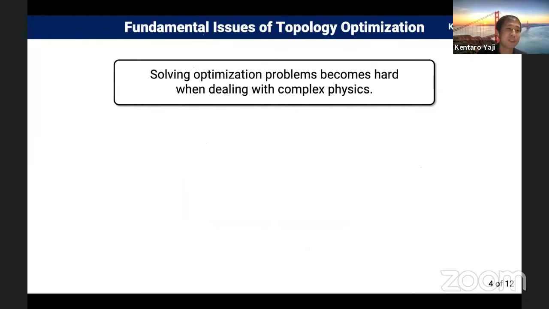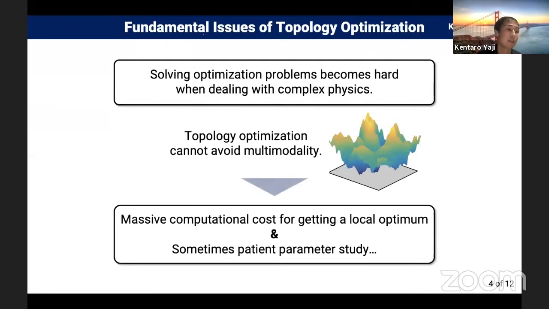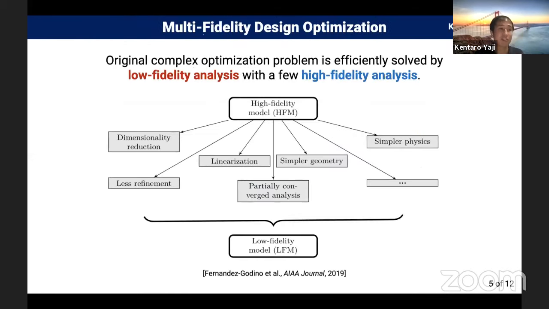By the way, there are fundamental issues of topology optimization. Solving optimization problems becomes hard when dealing with complex physics such as turbulent flow, because topology optimization cannot avoid multimodality. As a result, massive computational cost for getting a local optimum and sometimes patient parameter study are necessary. I think these are the reasons why most topology optimization has not been implemented in commercial software, except for linear elastic problems. In another research community, there is multifidelity design optimization, which is a popular framework in multidisciplinary design optimization.